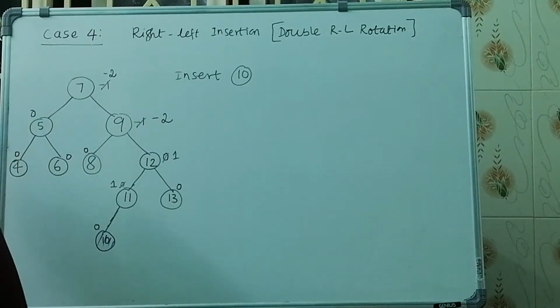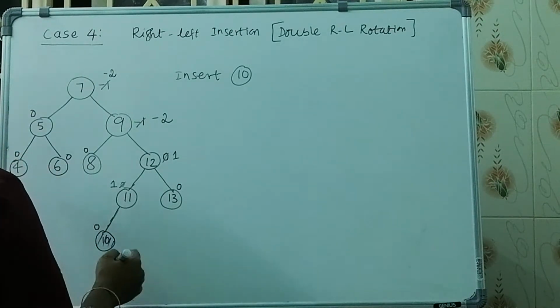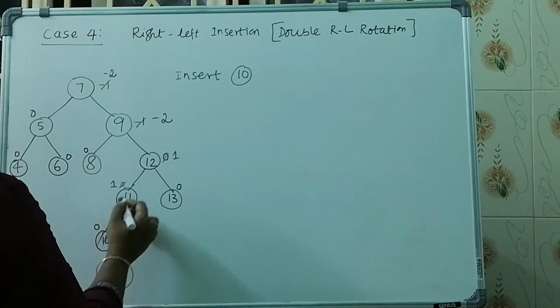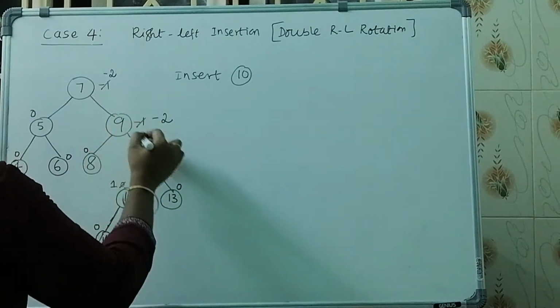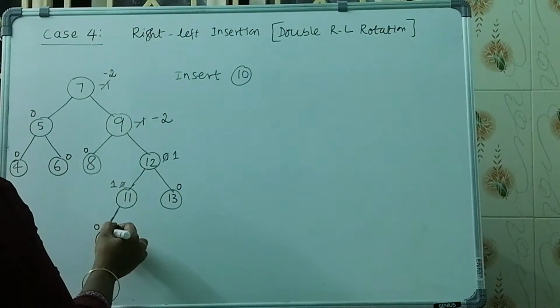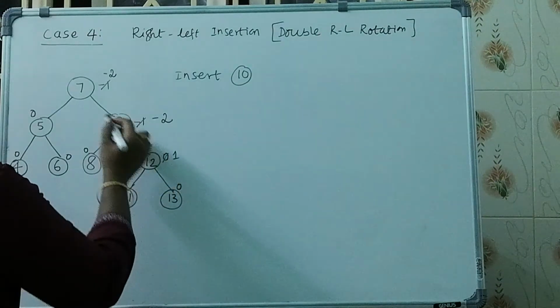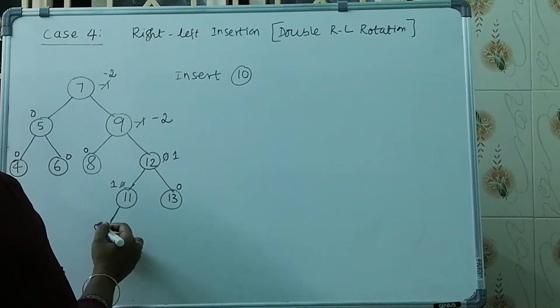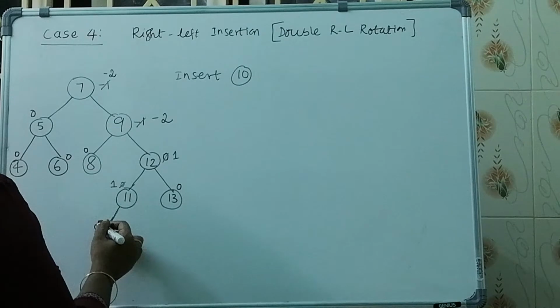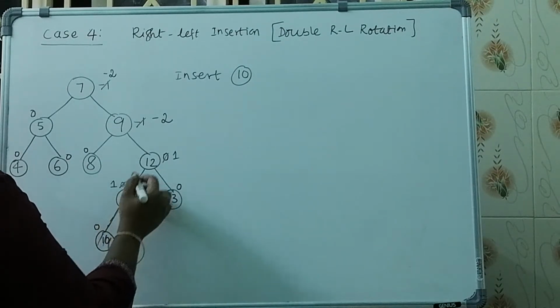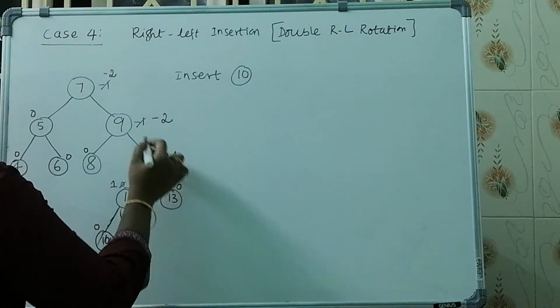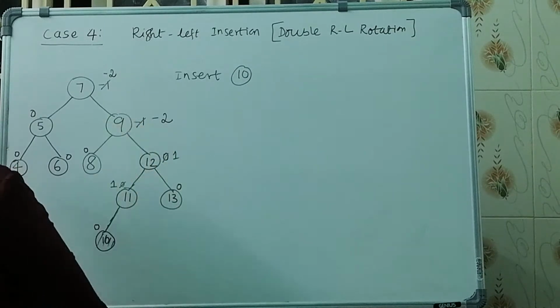Now you see the new balance factors on this path, because this is the path you came along while inserting. Now you take that path and check the balance factors. So 0, now this is 1, this is 1. Okay, this is where the balance factor is violated.